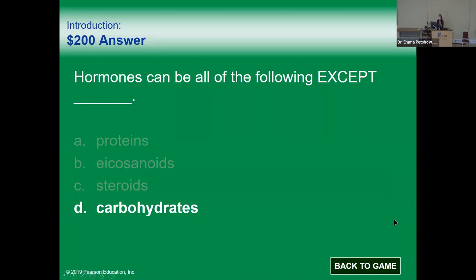Again, the eicosanoid I said is maybe a hormone. There's talk that it is on the street now. But yes, hormones can be proteins and steroids. They can't be carbs. Hormones are not carbohydrates. Great. What's next?